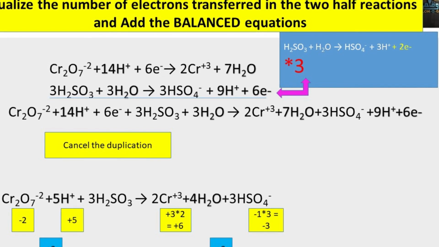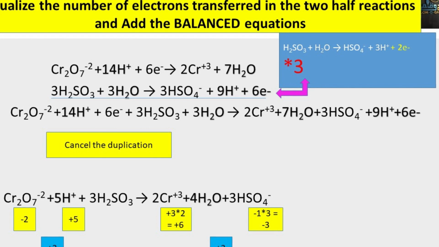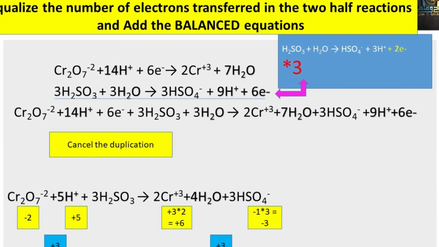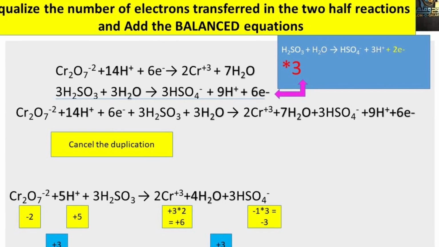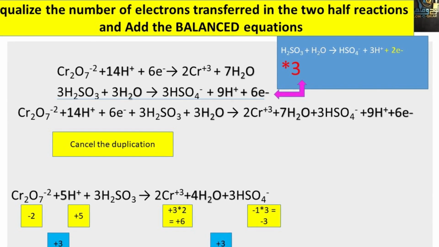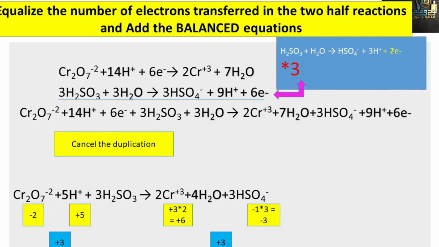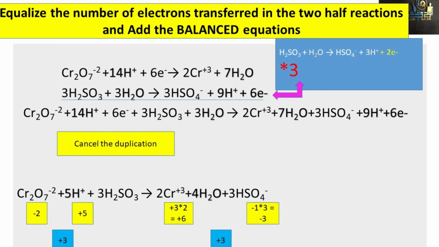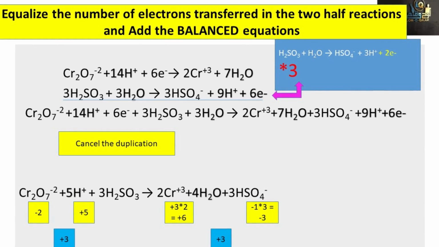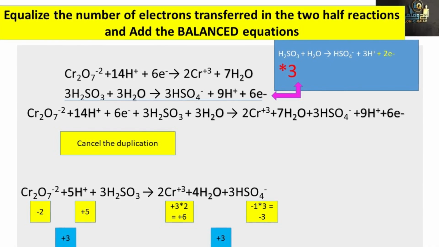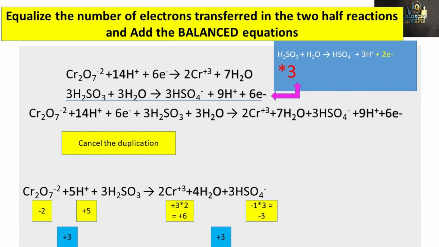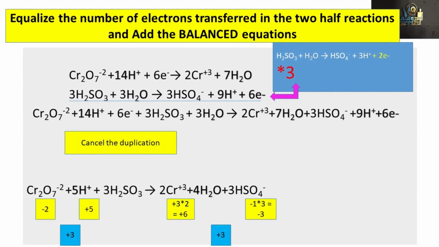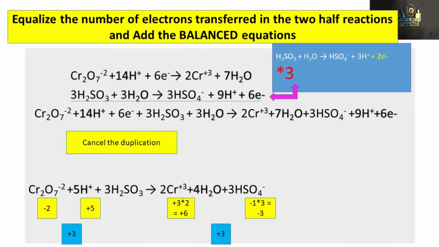Equalize the number of electrons transferred in 2 half reactions and add the balanced equations. In the oxidation half reaction there are 2 electrons. So multiply it by 3 to balance the electrons. Now there are 6 electrons in the reduction half reaction and 6 electrons in the oxidation half reaction. Add the 2 equations. Now cancel the duplications and you can see the equations are balanced. Check the charges on both sides. +3 charge is there, so the redox equation is balanced now.